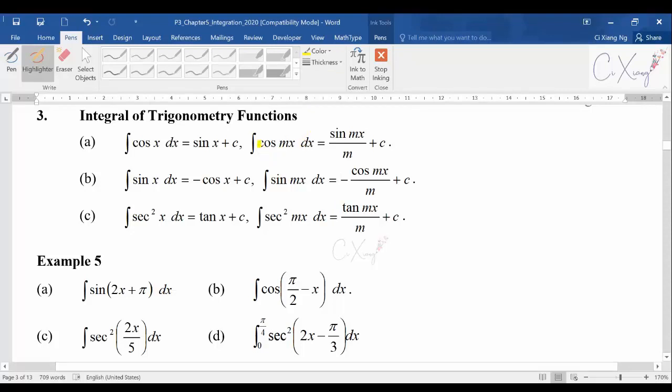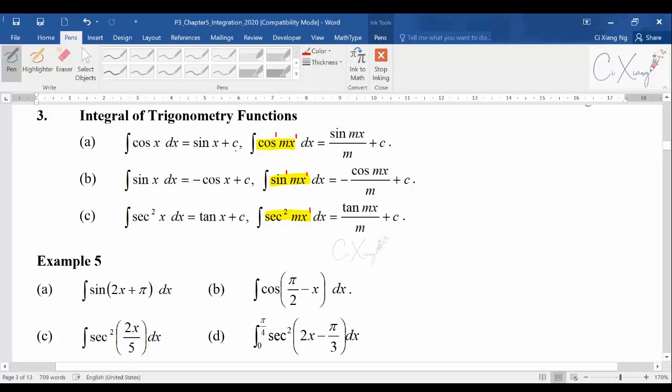That means if you integrate cos, you'll get sine. Integrate sine, you get negative cos, and integrate secant square, you get tangent. All the patterns here are only restricted to power 1, like cos with mx to power 1, sine with mx also to power 1, and secant square with mx to power 1. Other than this basic pattern, generally you cannot apply the rules here.